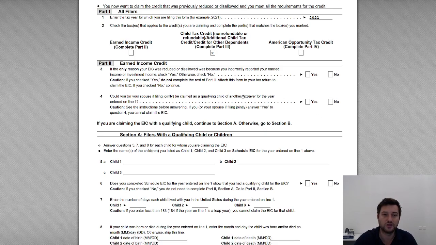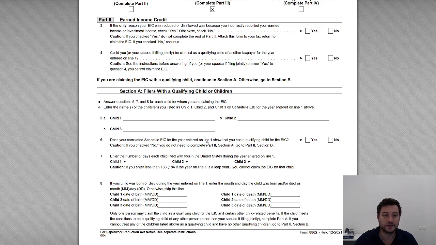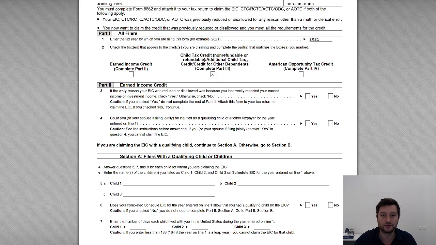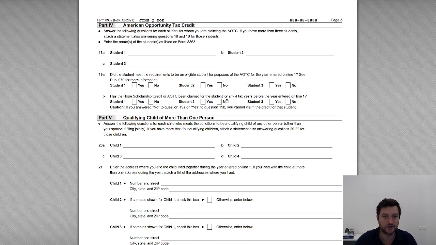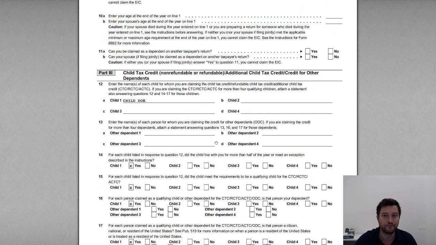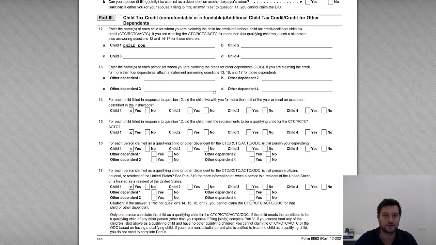So part two is the earned income credit. Again, not applicable to us, right? In section A, it's asking us to do these sections if we're claiming the earned income credit. Again, we're not doing that piece. We're just going to part three, right? So a nice little reference sheet up here. It says on the sheet, complete part three if we're doing child tax credit, right? So we can skip two and jump down to part three. There we go. Okay, so part three, child tax credit, refundable or non-refundable.